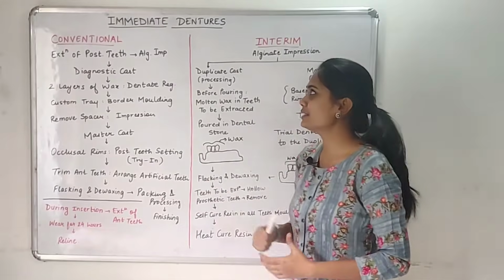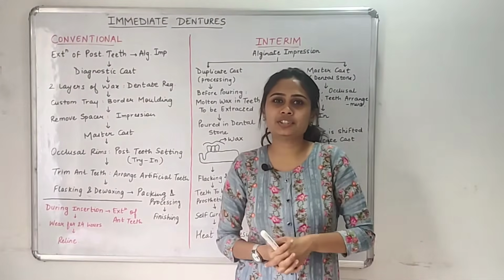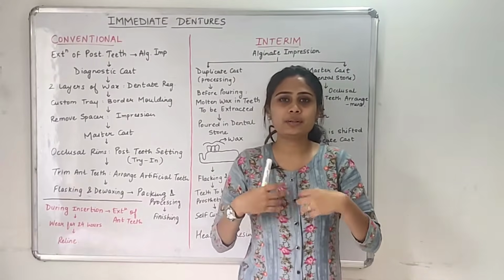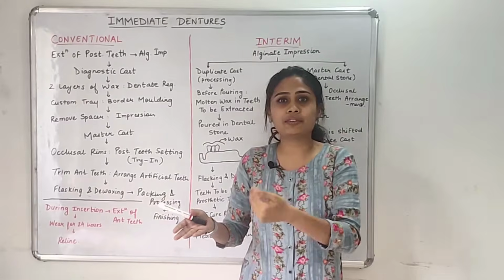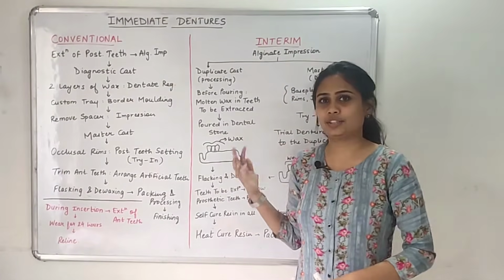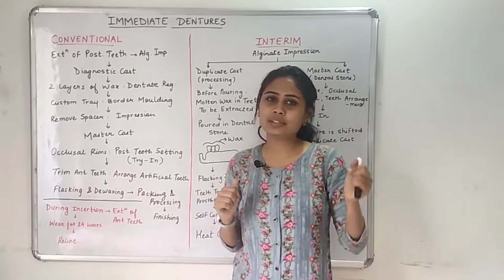So today we are going to discuss immediate dentures. So what are immediate dentures? Immediate dentures are the immediate replacement of the extracted teeth. So when you give a patient a denture immediately after extraction of his or her teeth, they are known as immediate dentures. Immediate dentures are of two types, conventional and interim.